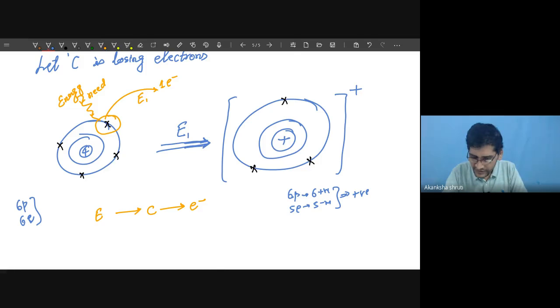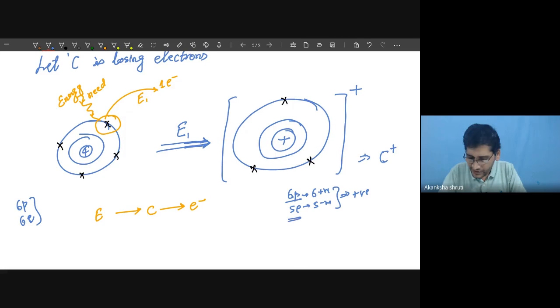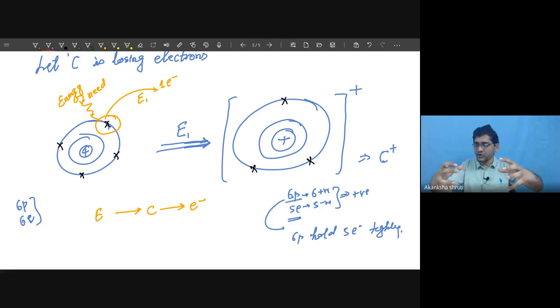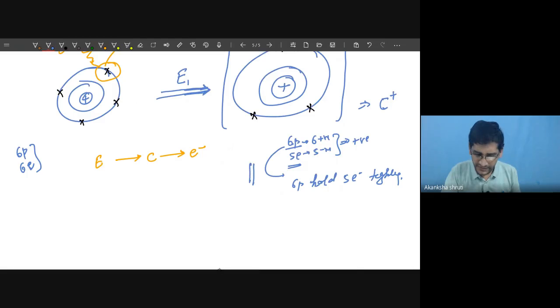Now, this is the structure of C plus only, carbon with one unit positive charge. It has 6 protons and 5 electrons. It means these 6 protons will hold the 5 electrons tightly, meaning it is able to pull them even closer to the nucleus.